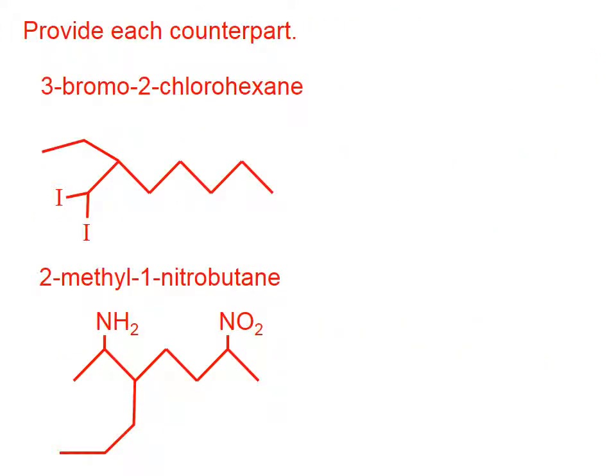For this first one, it ends with hexane, so I'm going to draw 6 carbons in a chain. Then off of carbon number 3 we have a bromo substituent, and off of carbon number 2 we have a chloro substituent. And it doesn't matter if I number these chain carbons from the left or from the right, as long as we're consistent. Let's try the next one.